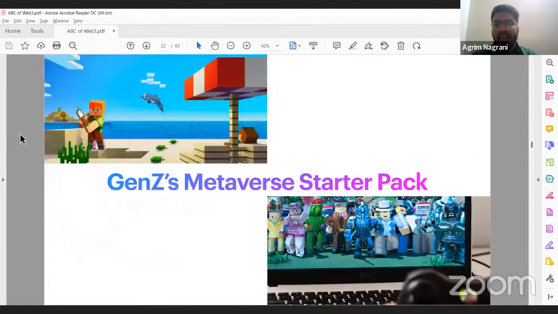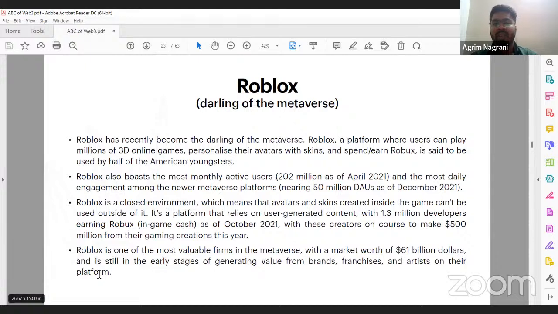Starting with the metaverse, one of the most important, or you can say key, metaverses is Roblox. It's the gaming metaverse used in the USA. It's a platform where millions of users are playing online games. And the advantage is that they are able to create and personalize their avatars with skins. In this way, they are even earning money in the form of a particular token on the Roblox platform, Robux. This token is used for in-game purchases, spending, and even trading for fiat currencies. This is all being possible through the metaverse.